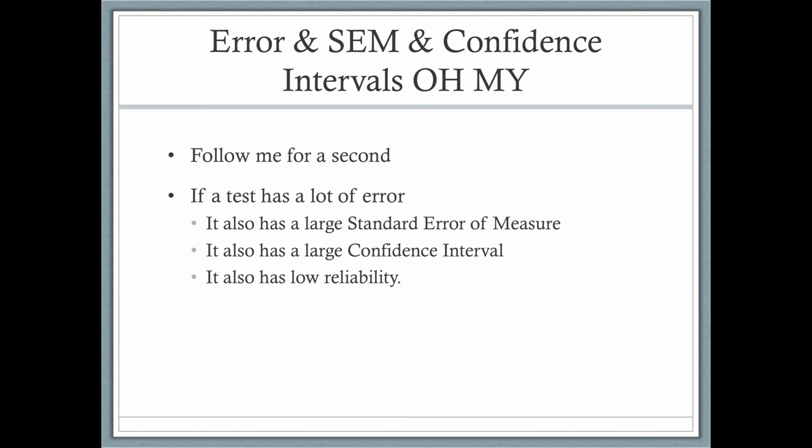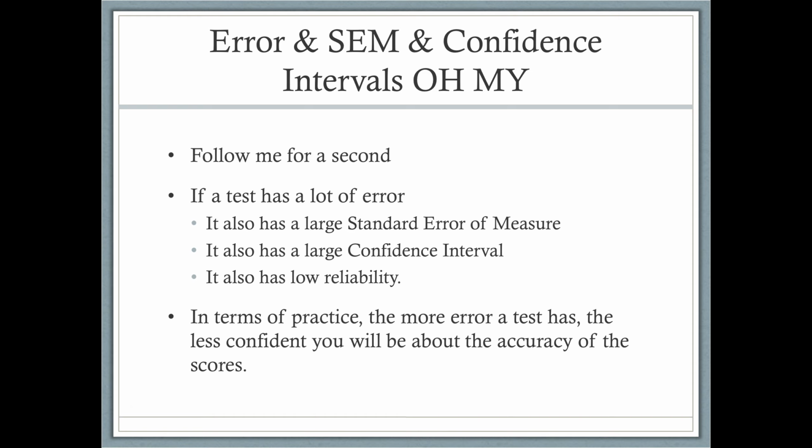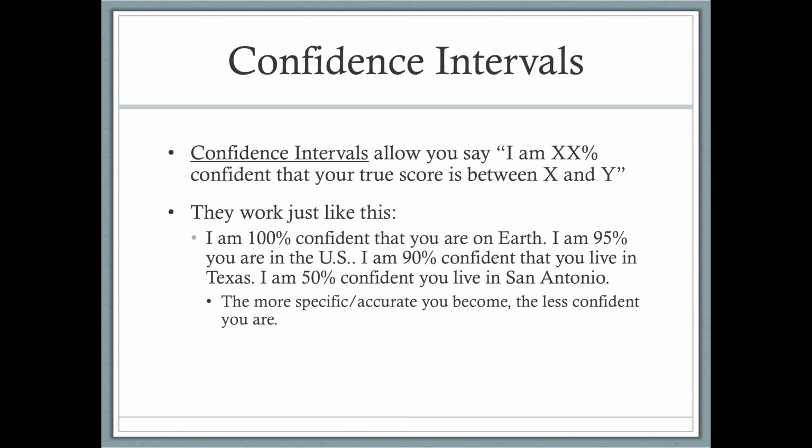If a test has a lot of error in it, it means that it has a large standard error of measure. So remember when I gave the example of an 88, and to control for error, throw on 3 points. If it has a lot of error, then we have to throw on 10 points, 15 points, 20 points. If it has a big standard error of measure, it has a large confidence interval and it would have low reliability. The more error a test has, the less confident we can be about the accuracy of the scores.